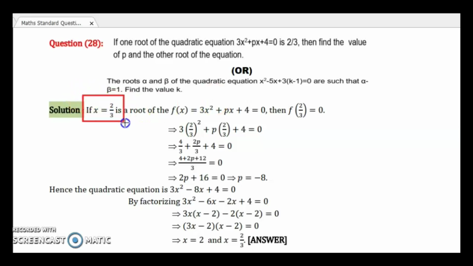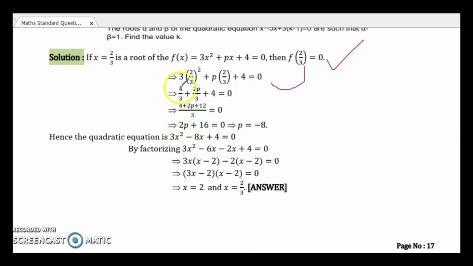Therefore, let us take x as the root of this equation, that is 2 by 3. That is, one root of the quadratic equation is 2 by 3. That means the root satisfies the equation. If the root satisfies the equation, it means f of 2 by 3 equal to 0. That means substitute that quantity here. That means instead of x you put 2 by 3. If you put 2 by 3, what happens? I think everybody understands very clearly.